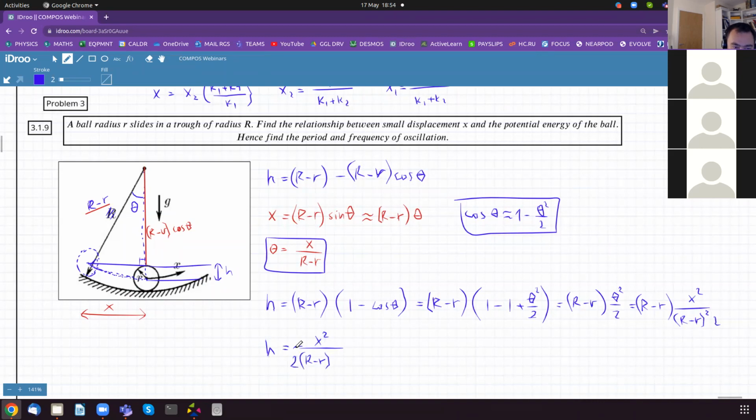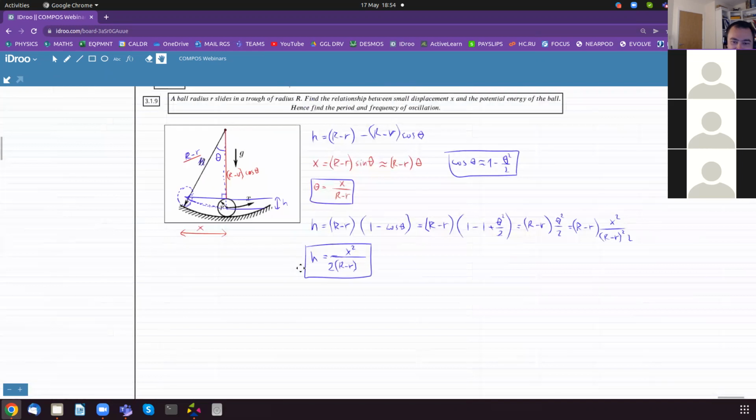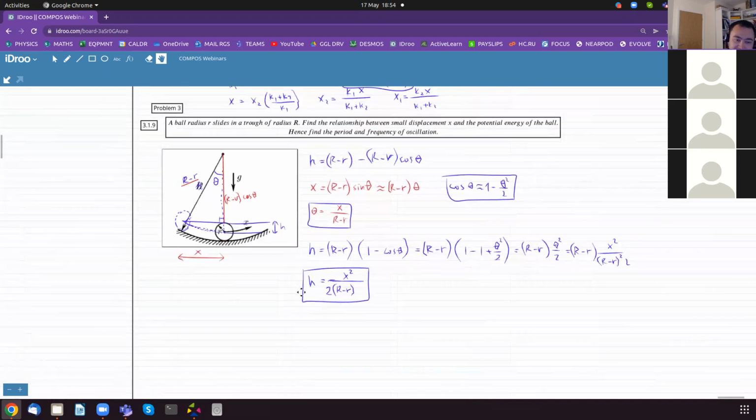Quick sanity check for units. x squared is meters squared. R minus R is meters. So meters squared divided by meters. The units are correct, at least. It is a quadratic relationship, and the units are consistent. So that's good.